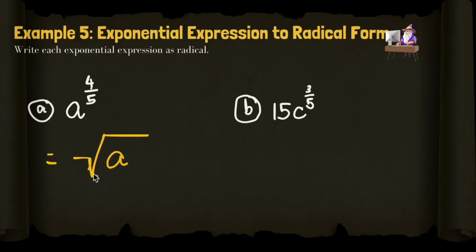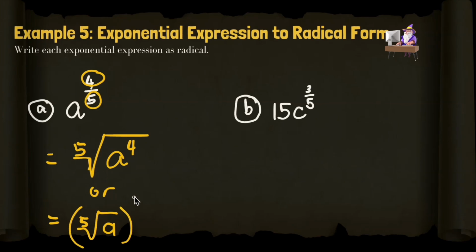Yan, A, lalagyan natin dito sa loob ng radical sign, would be the radicand. The 4 would be the exponent. The 5 would be the fifth root. Or, ito yung pinagkaiba niya, no? Pwede siya isulat as ganito, ha? Fifth root of A, tapos may parenthesis siya, raised to 4. Alin man dyan, pwedeng isulat na ganyang form.